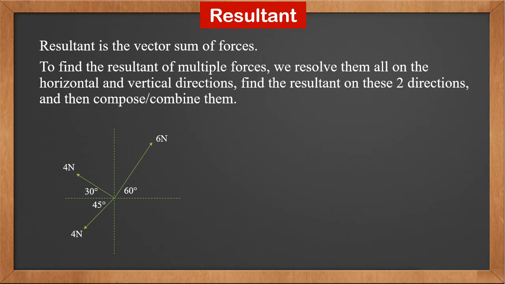One is 6 Newton, pointing upwards, and having an angle of 60 degrees with x positive. One is 4 Newton, pointing upwards, and having an angle of 30 degrees with x negative. One is 4 Newton, pointing downwards, and having an angle of 45 degrees with x negative. Let's resolve them all onto the x and y directions.